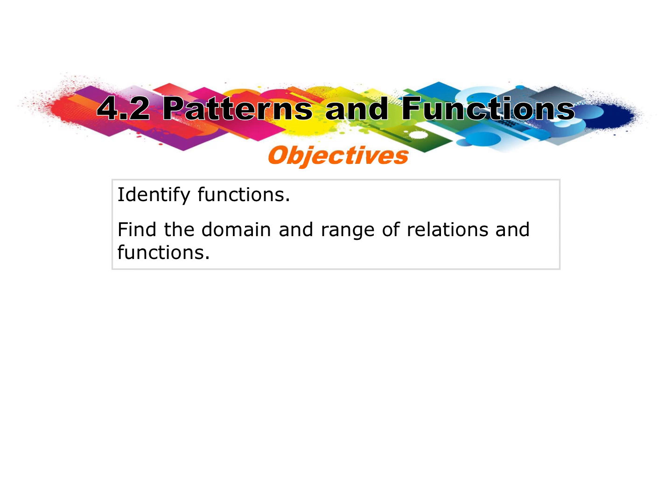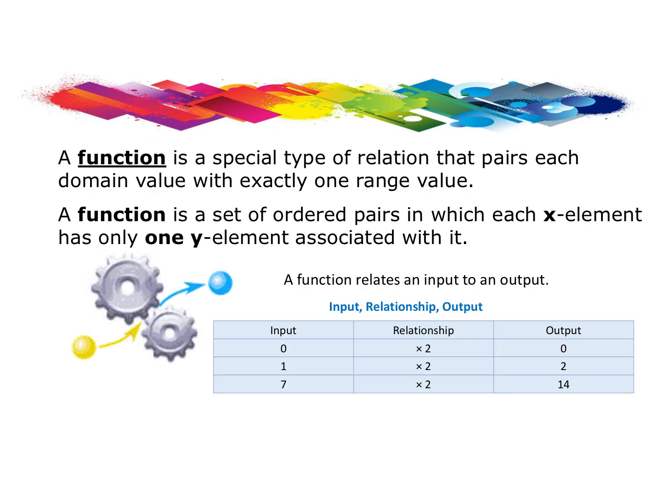So good morning, we're starting with 4.2 patterns and functions, and we're going to identify functions, find the domain and range of the relationship and the functions. So a function is a special type of relation that pairs each domain value with exactly one range value. A function is a set of ordered pairs in which each x element has only one y element associated with it. What that is saying, guys, is that you cannot repeat the x value, okay? So for every one x, there's only one y.